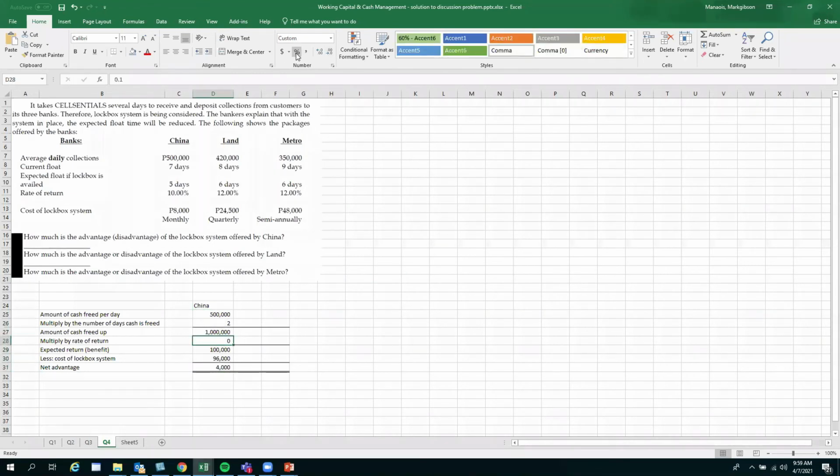Sige, patry naman ako, ayan, using the same approach, patry ako nung kay Land and Metro. Land Bank and Metro Bank. Okay? Sige na, pa-solve lang ako.